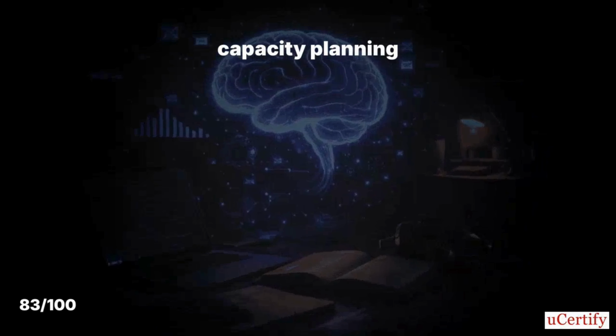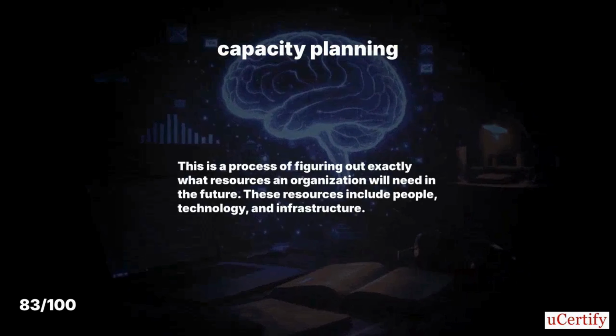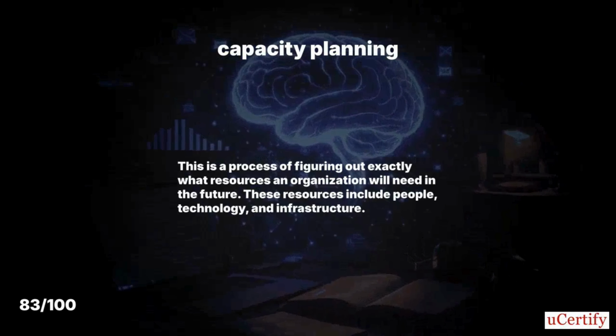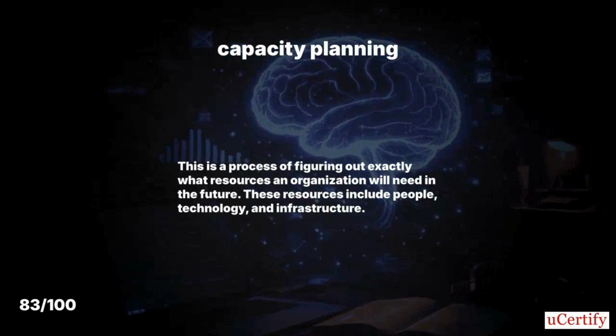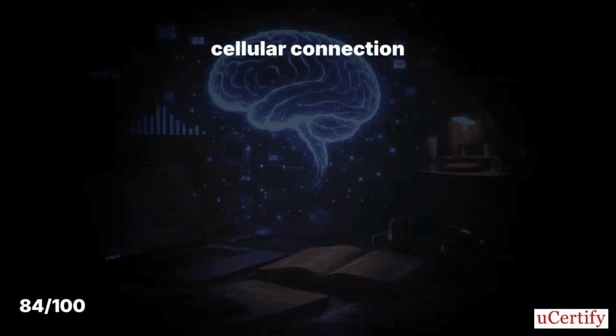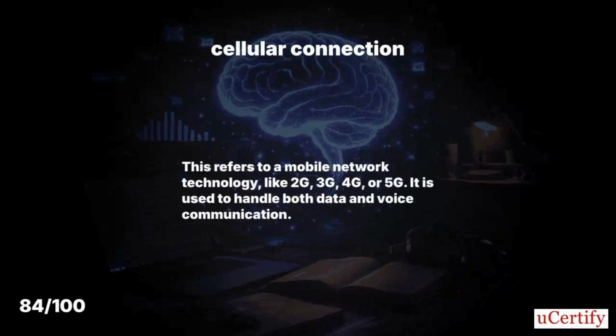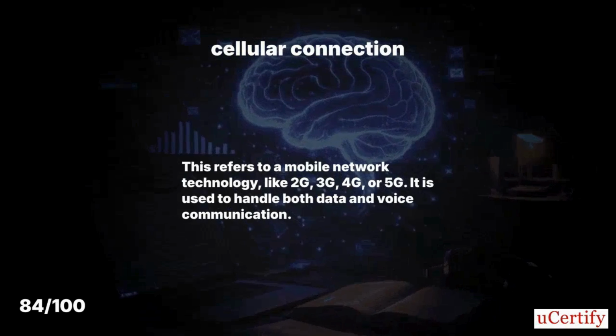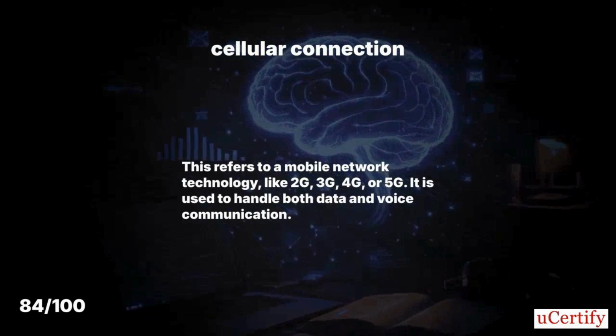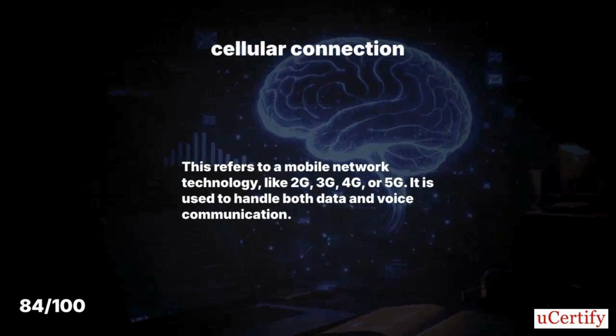This is a process of figuring out exactly what resources an organization will need in the future. These resources include people, technology, and infrastructure. This refers to a mobile network technology like 2G, 3G, 4G, or 5G. It is used to handle both data and voice communication.